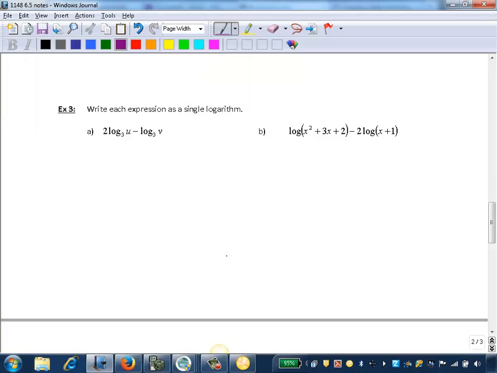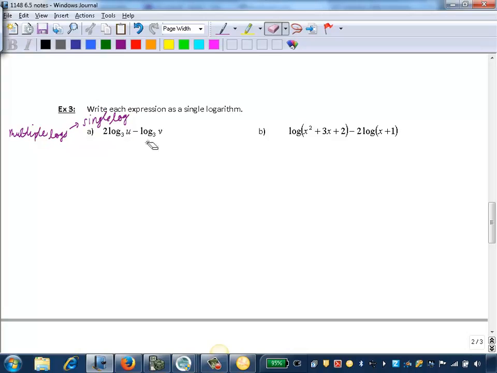In this example, we're asked to write each expression as a single logarithm. So in example 2, you may recall, we were going from a single logarithm and splitting into multiple logarithms. This is the reverse. So we're going from multiple logs, and we want to combine into a single. So these are the reverse. But the same rules will allow us to do that.